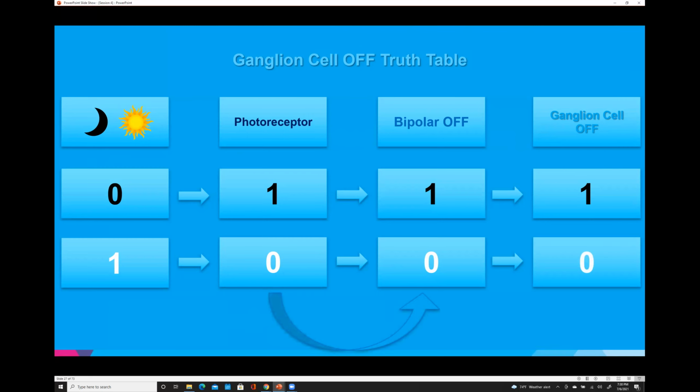So the off cells basically follow the polarization, so to speak, of the photoreceptor, because it is the antithesis of the light, which is counterintuitive, but it is. And then the on cells follow the light. So the off cells follow the photoreceptor, the on cells follow the light, so to speak. You get what I'm saying?